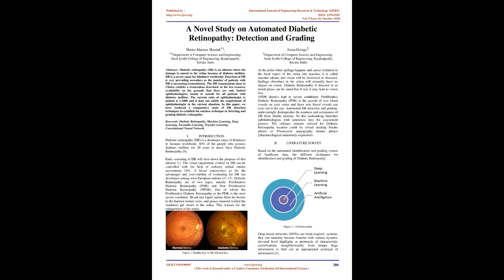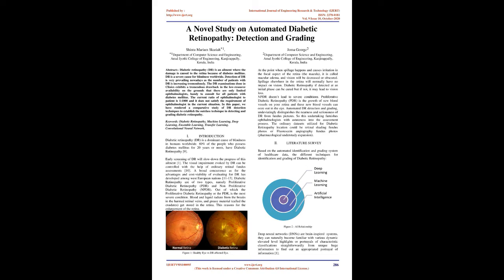Diabetic retinopathy, if detected at an initial phase, can be cured, but if not, it may lead to vision loss. NPDR doesn't lead to severe conditions. Proliferative diabetic retinopathy, PDR, is the growth of new blood vessels on your retina, and these new blood vessels can ooze out in the eye. Automated DR detection and grading directly distinguishes the presence and seriousness of DR from fundus pictures. So this undertaking furnishes ophthalmologists with insight into the assessment process. The ordinary datasets utilized for diabetic retinopathy detection could be retinal color fundus photos or fluorescein angiography fundus photos.